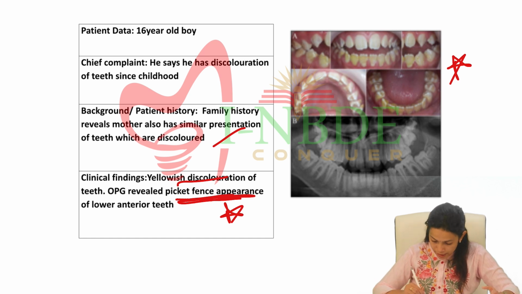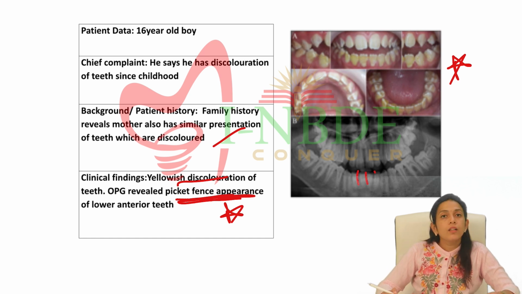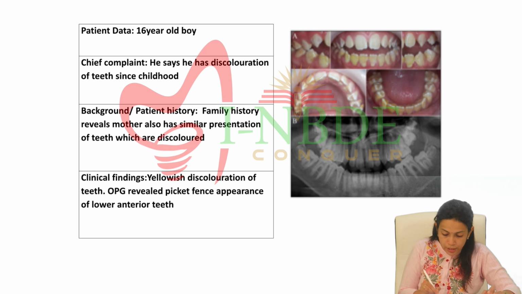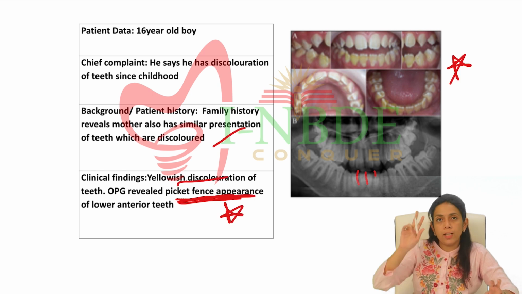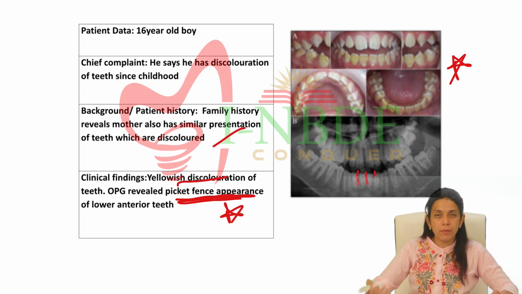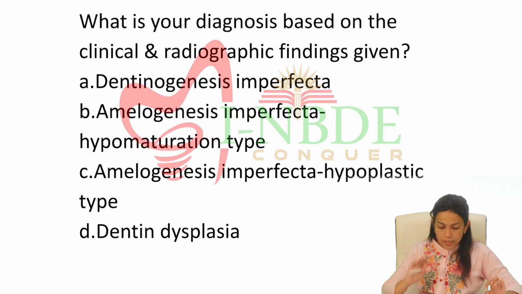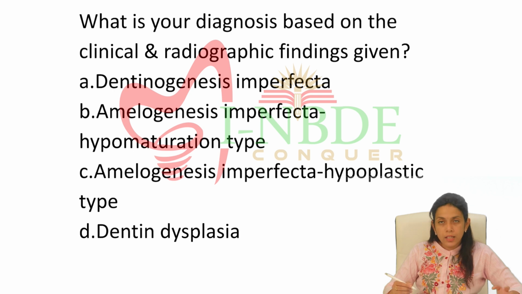So this picket fence appearance is seen from your White and Pharoah. So now what can you think of? Let's go for the question. Picket fence appearance, yellowish discoloration of the teeth, and also the family history are the important key points for us to think of now. Now let's see the options. Based on the clinical and radiographic findings, what will you think of?